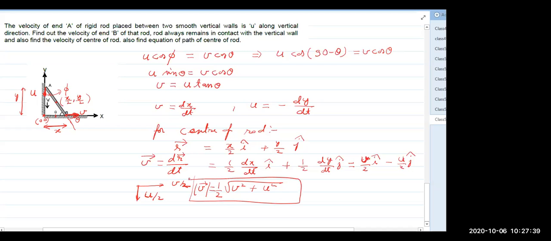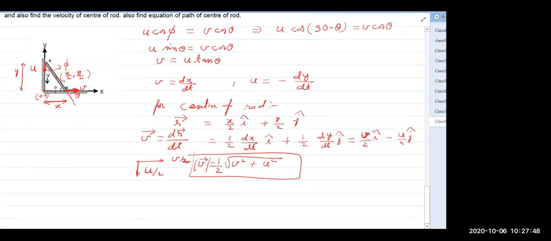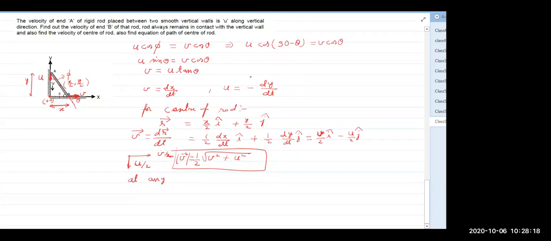Then we have to find the equation of the center path. So how do you find the equation of the center? We will try to relate these two quantities, x by 2 and y by 2. We will write it with time. The x direction velocity is given, and the y direction velocity is given. So we will write at any time t.